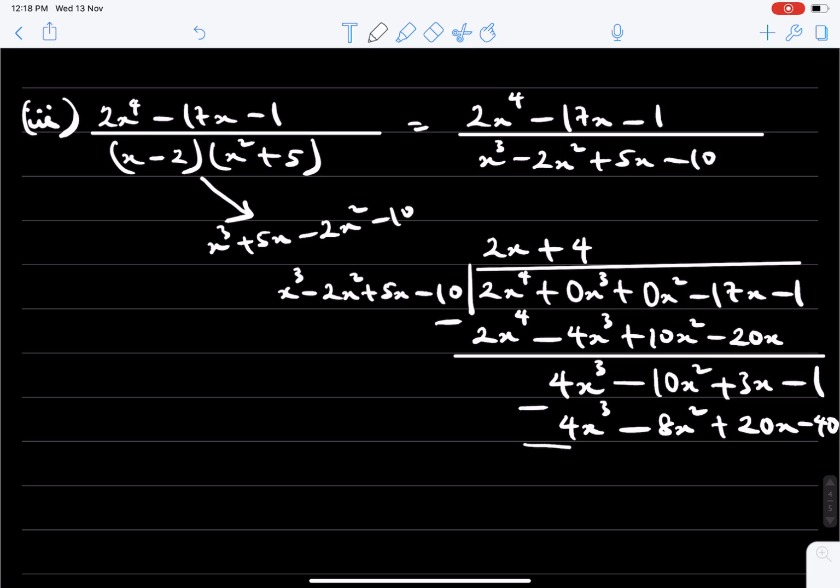So we subtract. 4x cubed minus 4x cubed is 0. Minus 10x squared minus 8x squared is the same as minus 10x squared plus 8x squared, which is minus 2x squared. 3x minus plus 20x is the same as 3x minus 20x, which is minus 17x. And minus 1 minus 40 is the same as minus 1 plus 40, which is plus 39.